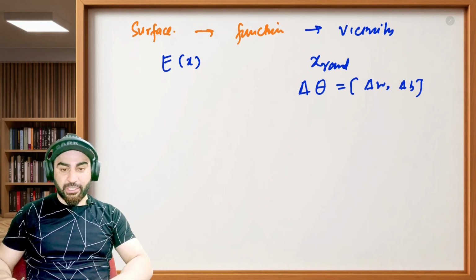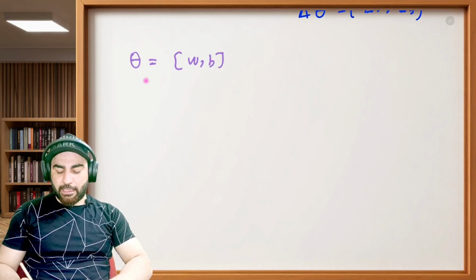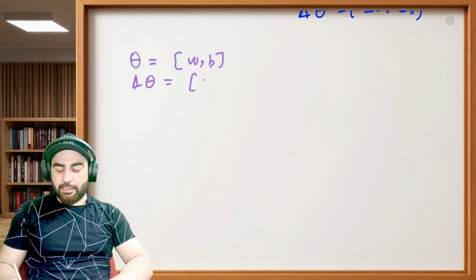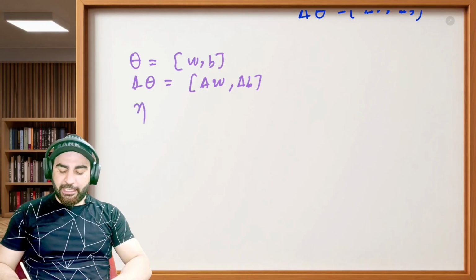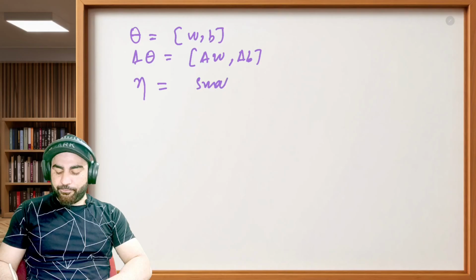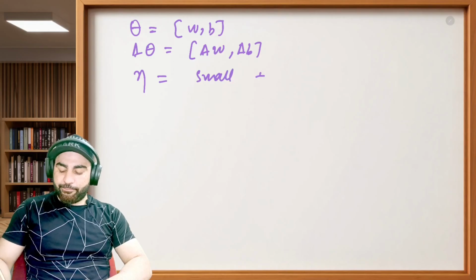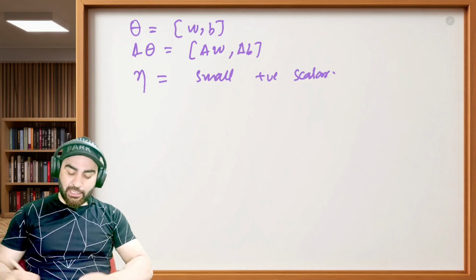To make notations clear, theta is this weight and bias, and delta theta is delta w comma delta b. This is basically the change in parameters, what change should be done. This will give you the direction. And then eta, which we saw, is a small positive scalar, and basically this is called the learning rate.